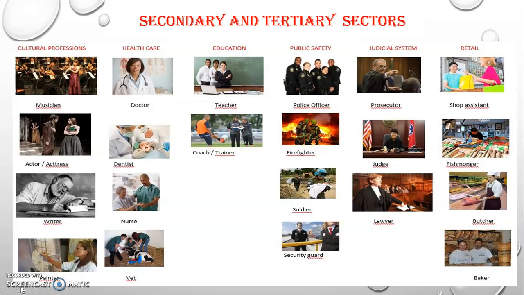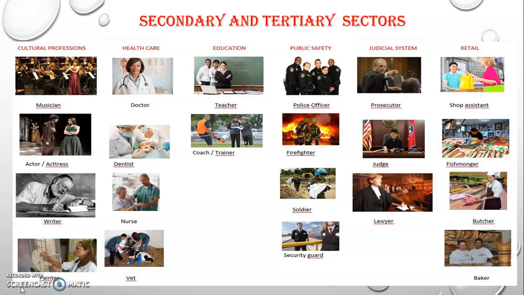Now, on your screen I have given the major cultural professions which are carried out in this region. Secondary means occupations which are related to agricultural products and factory products, products where raw material is converted into finished goods.